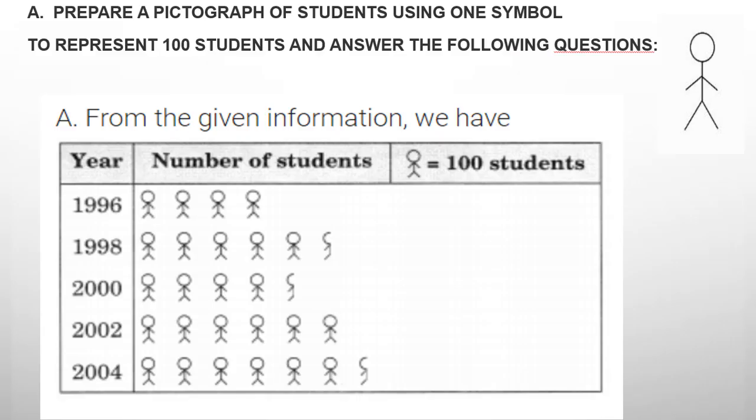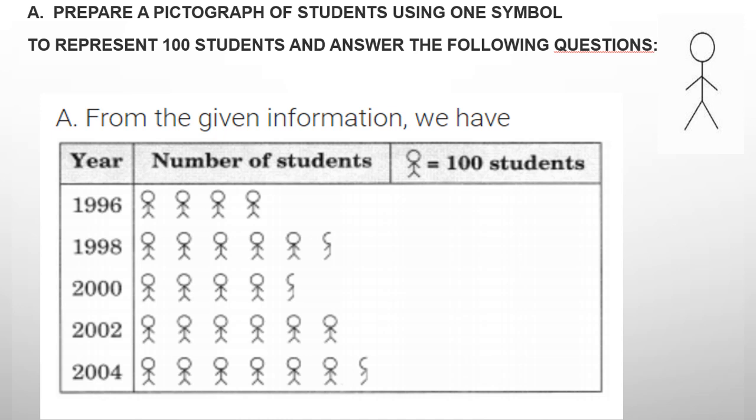Now, prepare a pictograph of students using one symbol to represent 100 students and answer the following question. Now, let us see how to draw the pictograph from the given data. So here, in 1996, how many students are there, children? 400 students. And one symbol represents 100 students. So, how many symbols I have to draw? Yes, 4. In 1996, 1, 2, 3, 4. 4 into 100, 400 students.